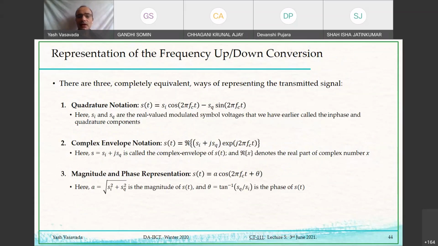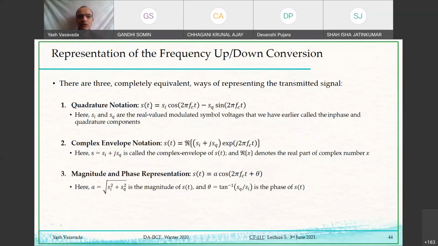So the signal that comes out of the antenna can be written in 3 different notations, which are all the same. They are completely equivalent. All 3 formulas look different, but they are all equal to the same signal S of t.